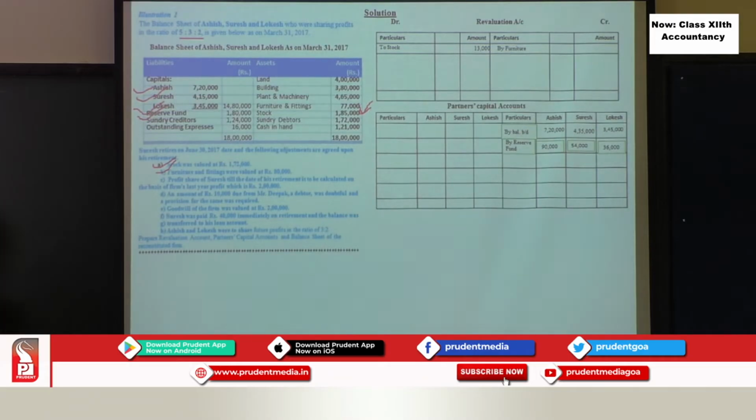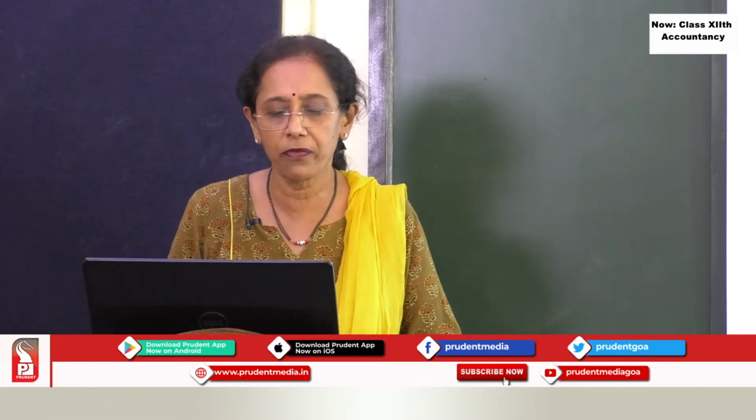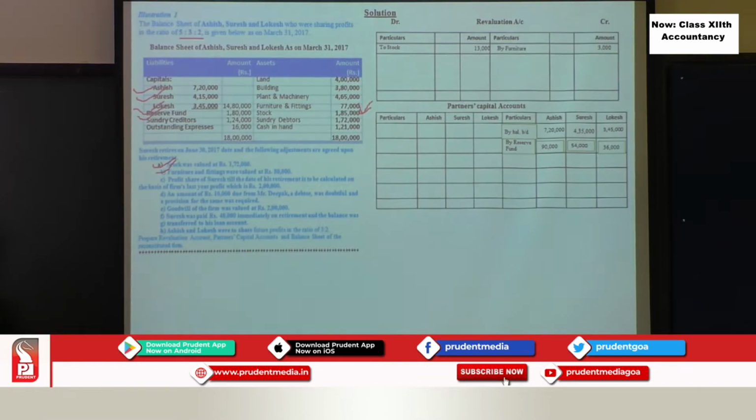And how do we write it? By furniture. And what is the amount of difference? 3,000. Okay. So 3,000 is credited to revaluation account. Okay. So then what is the next thing we have? Profit share of Suresh. So that is a separate adjustment. So that we shall see later.